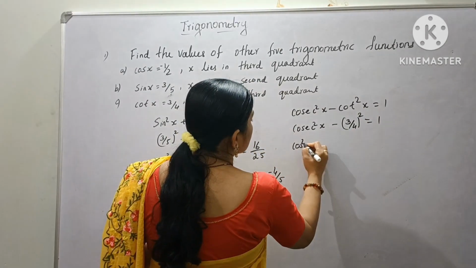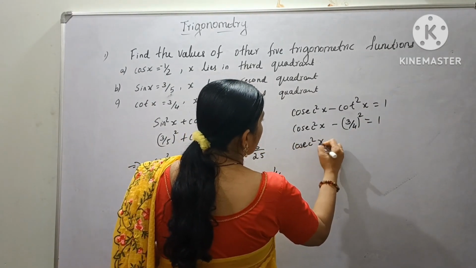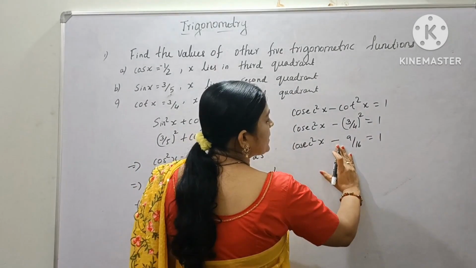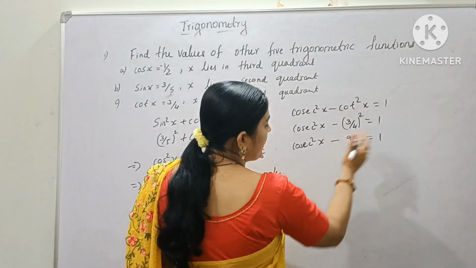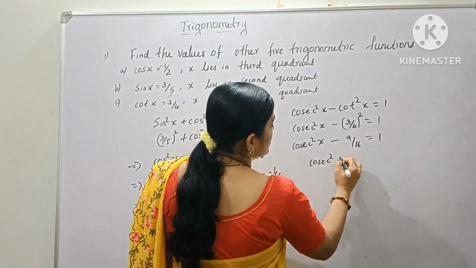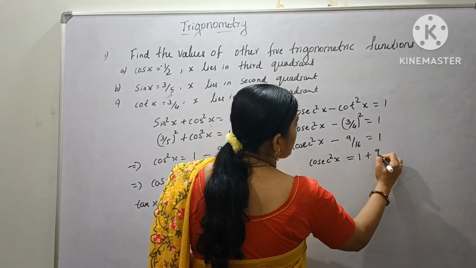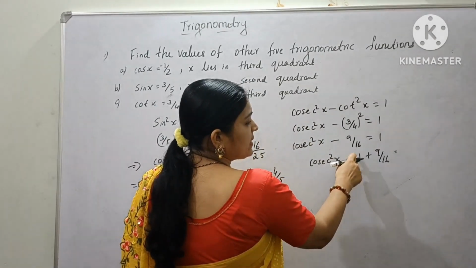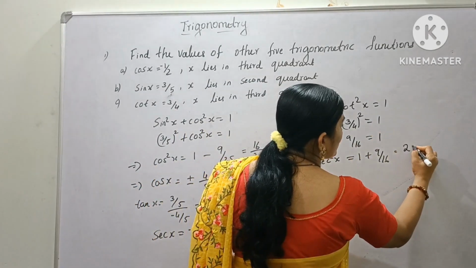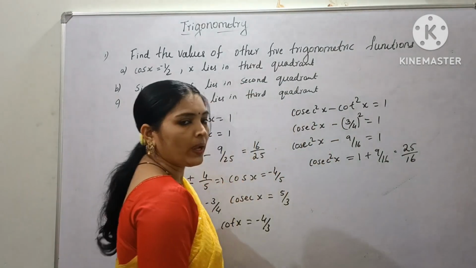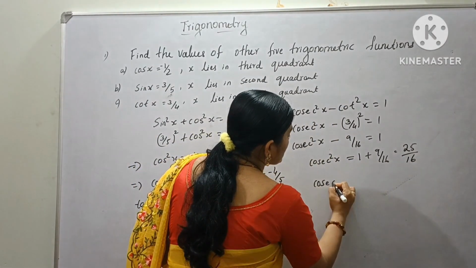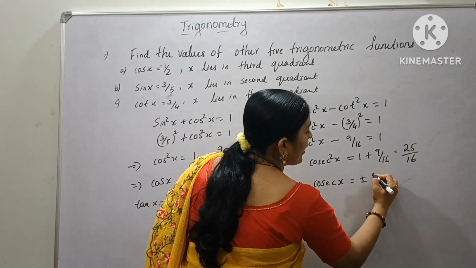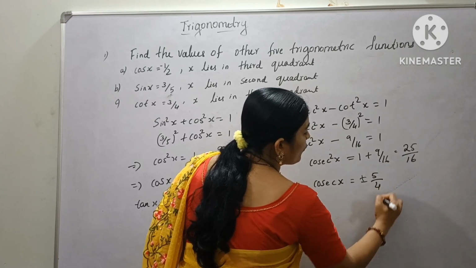So cosec square x minus 9 by 16 is equal to 1. Take this minus 9 by 16 to the right side. So you will get cosec square x equals 1 plus 9 by 16. Simplify. 16 into 1, 16. 16 plus 9, 25. 25 divided by 16. Okay. Now, what is cosec x? Plus or minus, 25 root is 5, 16 square root is 4.